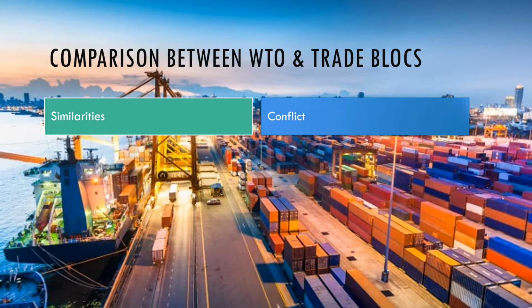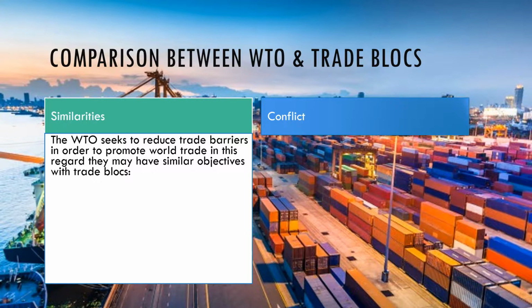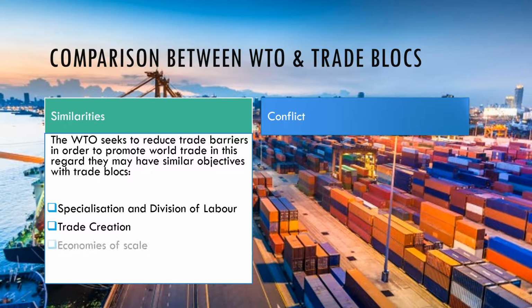So there are some comparisons to be drawn between what trading blocs are trying to achieve and the WTO, the World Trade Organization. Both these organizations have similarities in that the WTO also seeks to reduce trade barriers and promote world trade, and that can be similar to the objective of trading blocs in that trade blocs often encourage specialization between member states. Both organizations would argue that they are involved in trade creation. They can lead to more economies of scale, and they can make fairer competition occur.